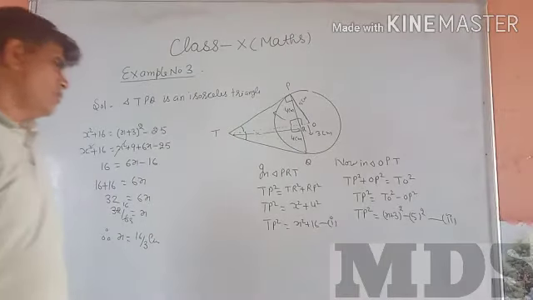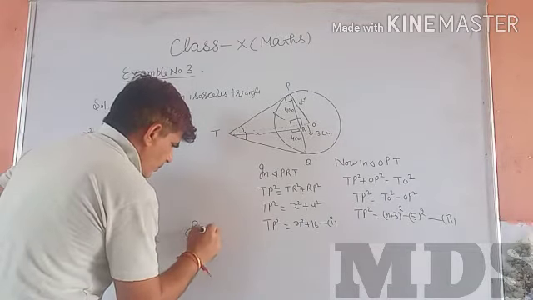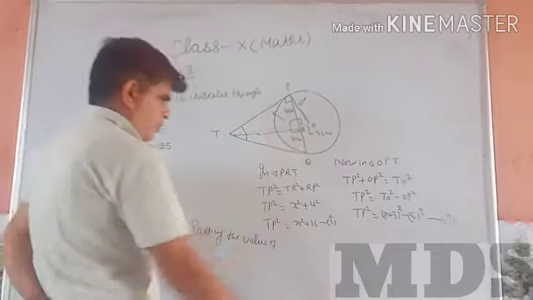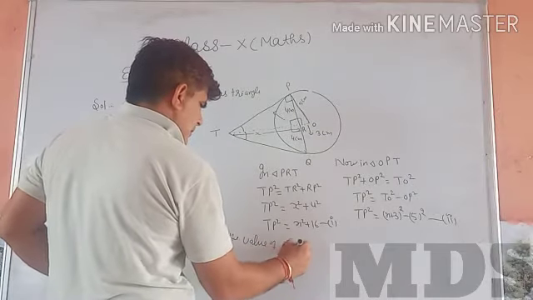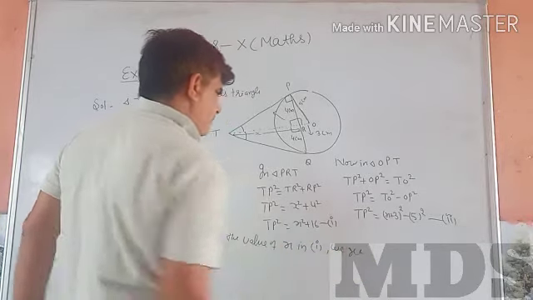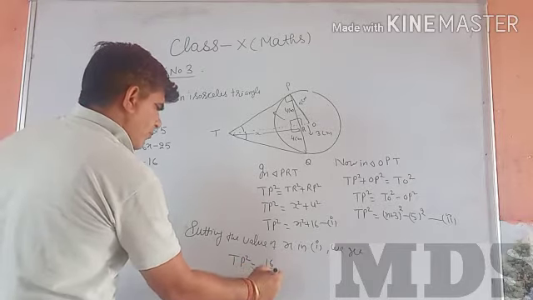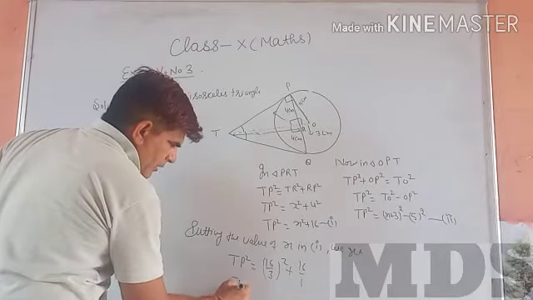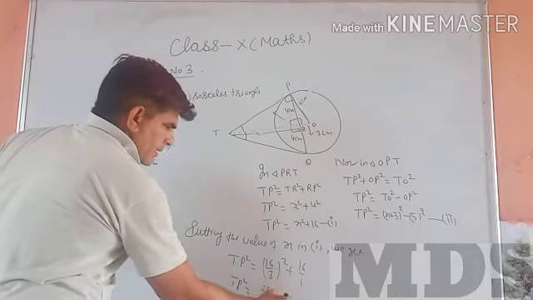But what do you have to find out? TP, the value of... what? x. In the first, we get TP square is equal to 16 by 3 square plus 16 by 1. So what is this TP square? 256 by 9 plus 16 by 1.